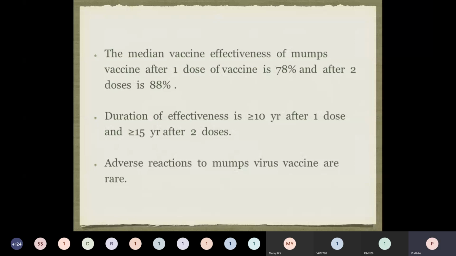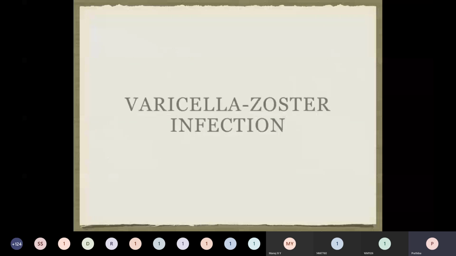The median vaccine effectiveness against mumps after the first dose of vaccine is 78%. If the child has received 2 doses, then it is 88%. The duration of effectiveness is more than 10 years after the first dose and more than 15 years after the 2 doses. Adverse reactions are very unlikely with mumps vaccination. Since we are finished with mumps, this one viral illness, the next virus will be varicella zoster.